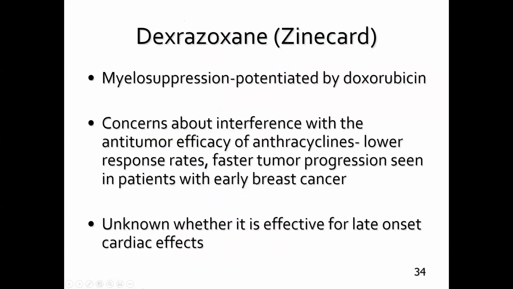So, why isn't it used? Why don't you see it that often? Myelosuppression is really potentiated. There were concerns about efficacy in some older trials with early stage breast cancer where they saw faster tumor progression, which is really why it's FDA approved for metastatic. And it's really unknown whether these are effective for long-term cardiac effects.